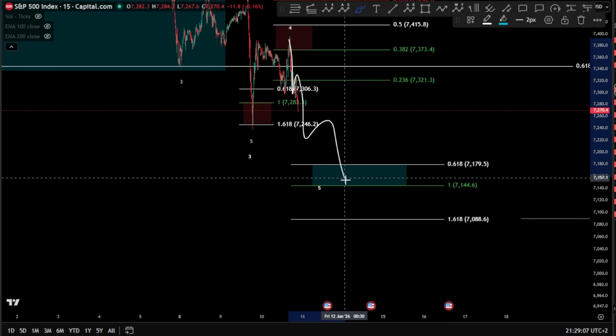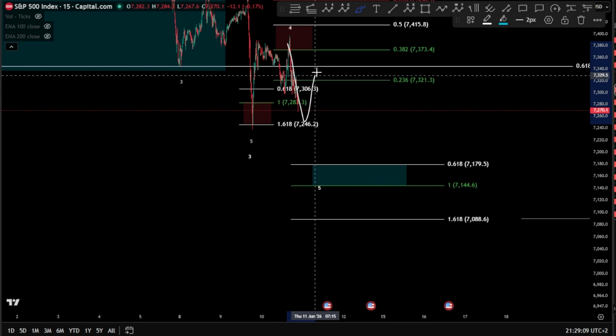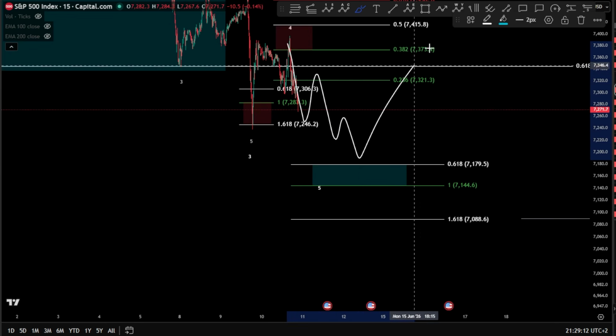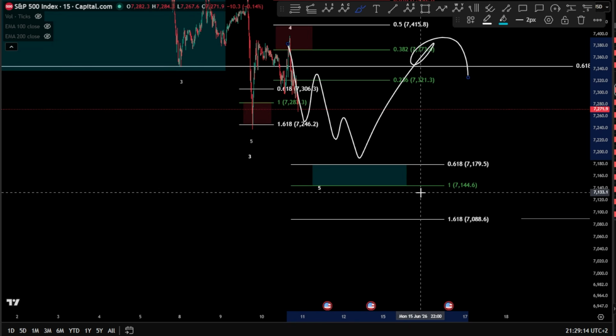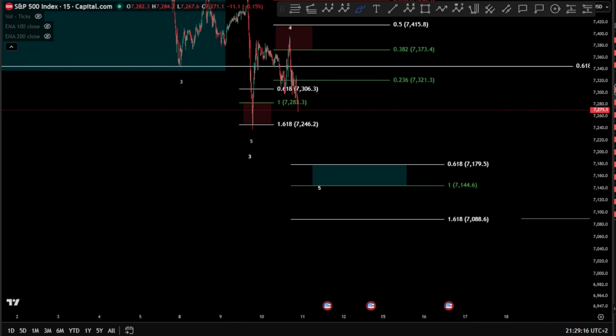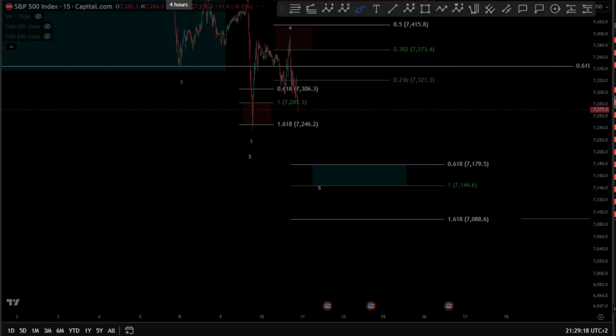So we'll see 1, 2, 3, 4, 5 as an impulse, or is it a 1, 2, 3, 4, 5 as an ending diagonal and then pushing toward the upside for a wave B. That was it for SPX.